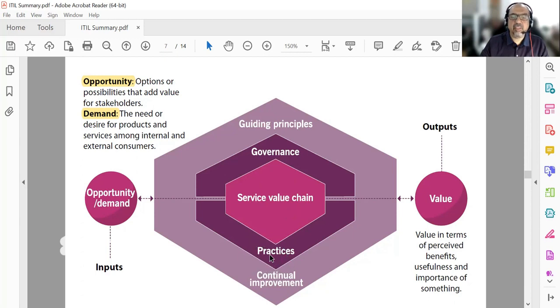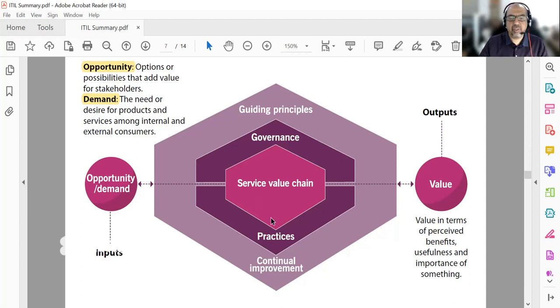How many practices in ITIL? We have 34 practices in ITIL. Then the 5th component is the continual improvement. We will always improve. We will improve people, we will improve services, we will improve policies, we will improve hardware, software. We will never stop improving. So continual improvement here is integrated with the improve activity in the service value chain.